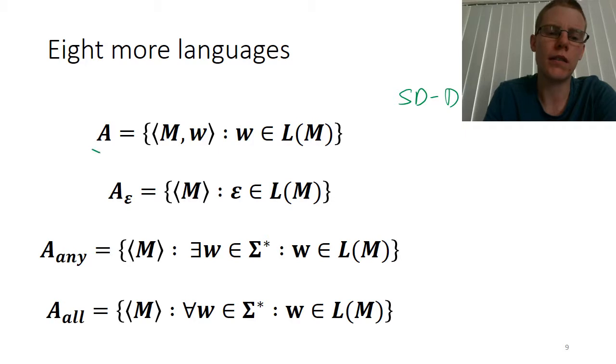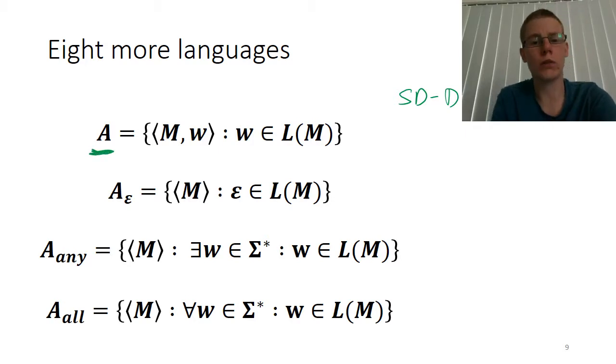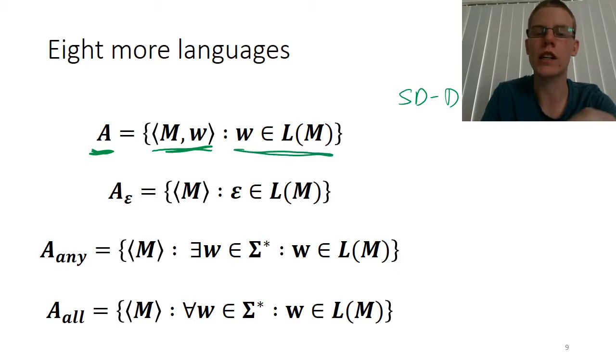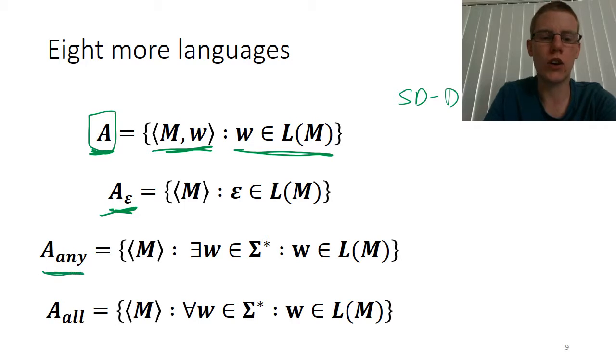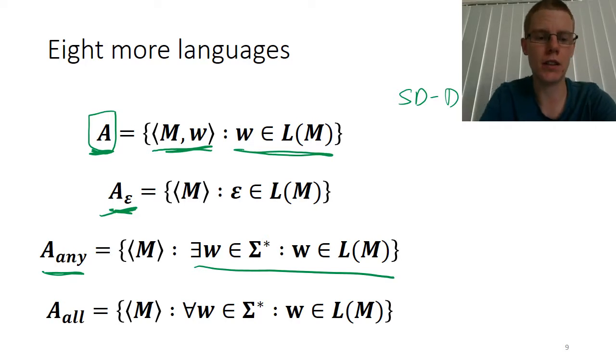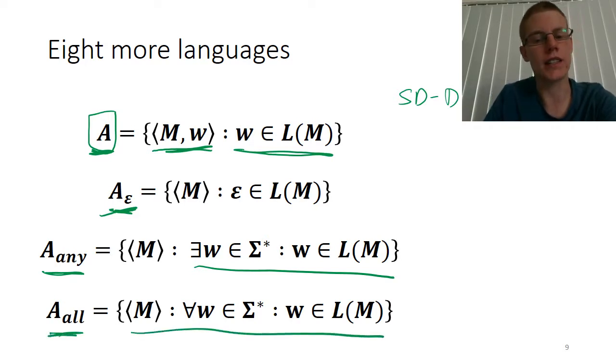We have the membership language. So we had the halting problem which says, does our machine halt on W? This language is the language of all Turing machine input pairs where the Turing machine accepts that particular string. So that's why we use A instead of H. Instead of halting, our machine has to accept that string. We also have the language of all machines which accept the empty string, the language of all machines where there is at least one input that our machine accepts, and the language of all Turing machines that accept all possible inputs. Now these are just like the halting problem variants.